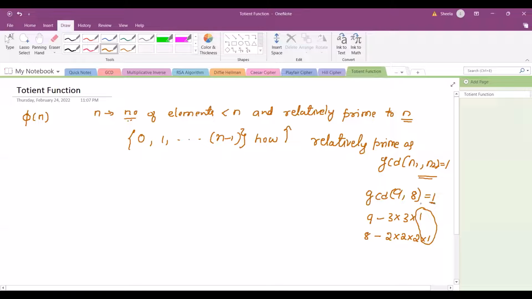Since the GCD between 9 and 8 is 1, 9 is relatively prime to 8 and 8 is relatively prime to 9. But actually 9 and 8 are composite numbers. With respect to the GCD, they are relatively prime, not actual primes. So like this, we identify relatively prime numbers using the totient function. Suppose we can express a given number as a product of two prime numbers, p1 and p2. In that case, phi of n can be written as p1 minus 1 into p2 minus 1.